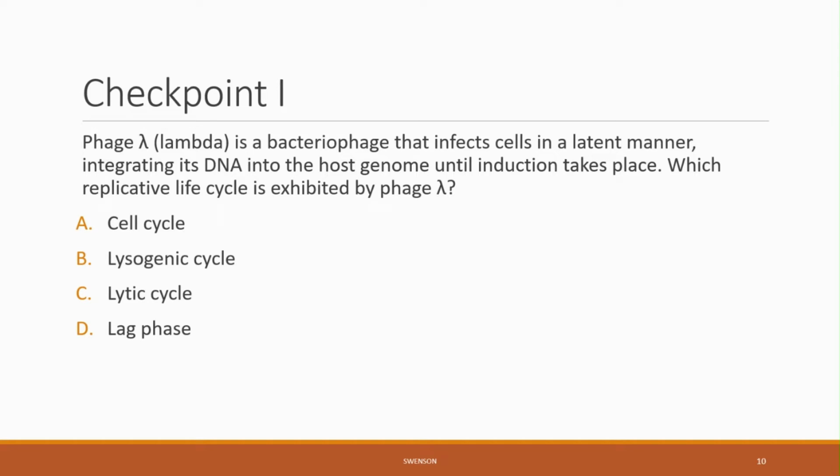Checkpoint one. Phage lambda is a bacteriophage that infects cells in a latent manner, meaning that it's integrating its DNA into the host genome until induction takes place at a later time. And that's the latency there. Which replicative life cycle is exhibited by phage lambda?